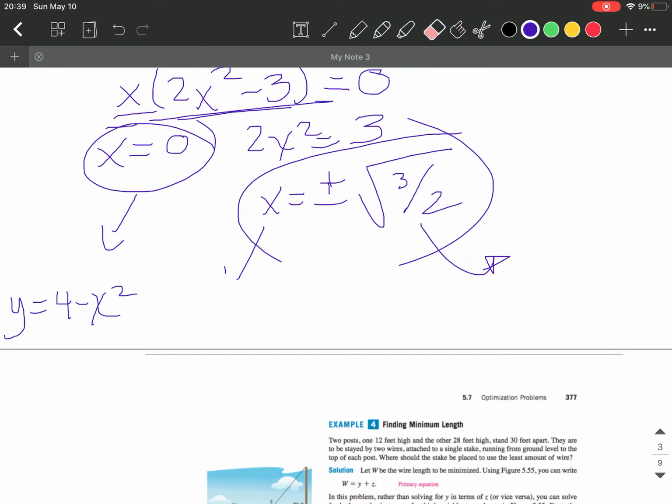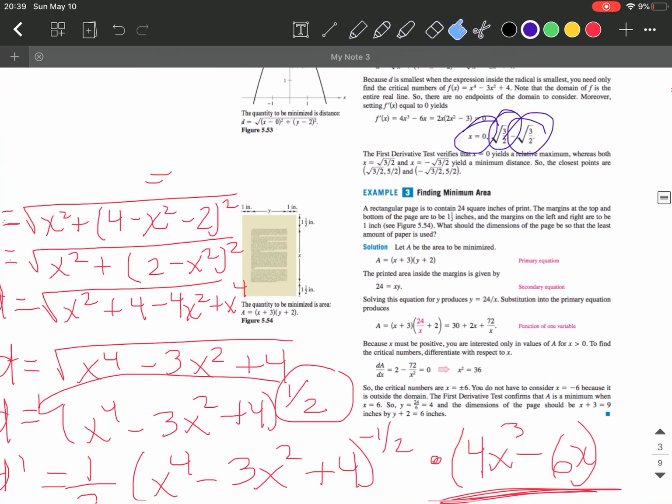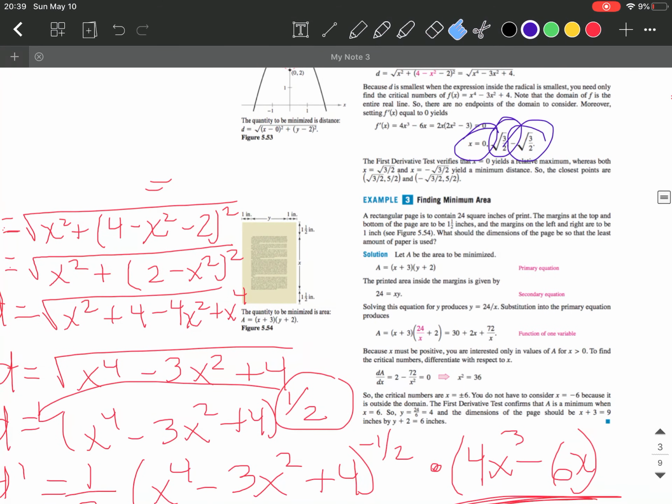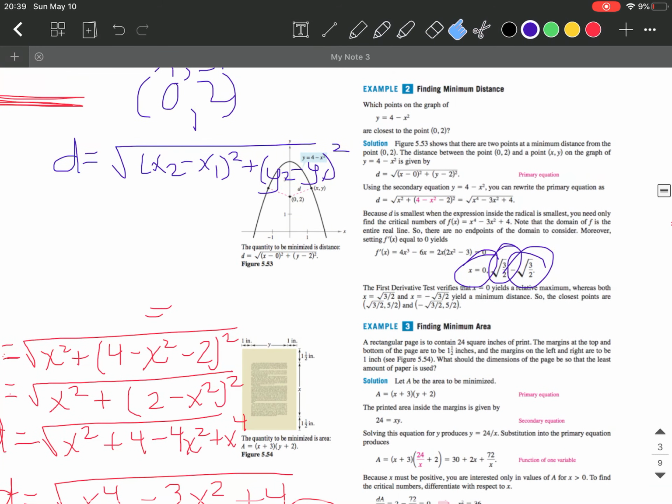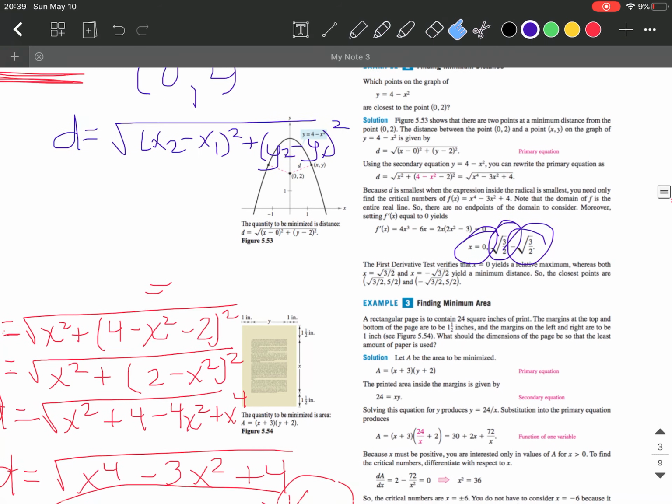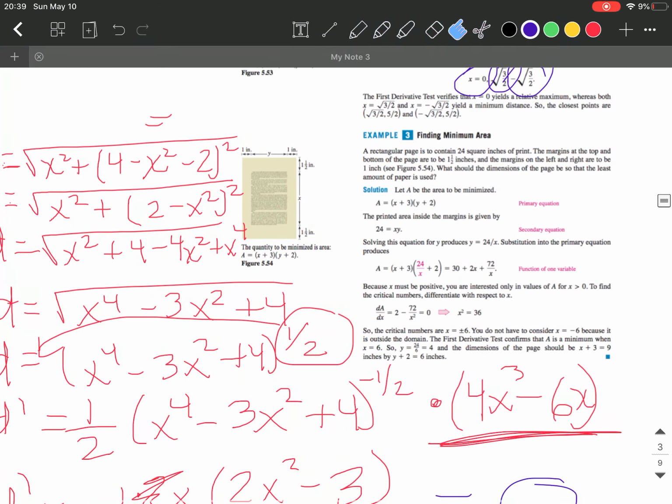Go ahead and do that, and you should get that both positive square root of 3 over 2 and negative square root of 3 over 2 actually yield the same distance because it's a parabola. Okay, now let me do an additional example.